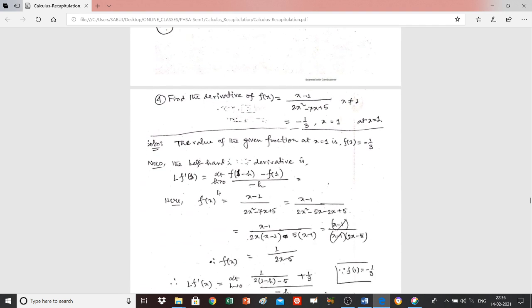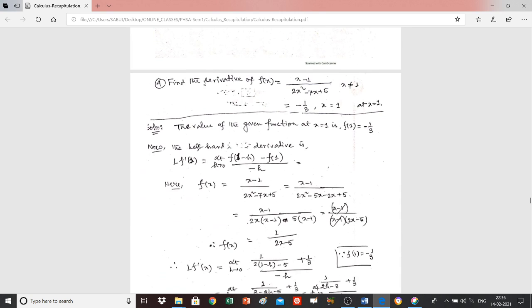Now another problem is here. Find the derivative: f(x) is equal to (x minus 1) by (2x square minus 7x plus 5) for x not equal to 1, and this is equal to minus 1/3 when x is equal to 1. At the point x equal to 1, you have to find out whether this function is differentiable, or find the derivative of this function. It is given here that at x equal to 1 the function has the value f(1) equal to minus 1/3.